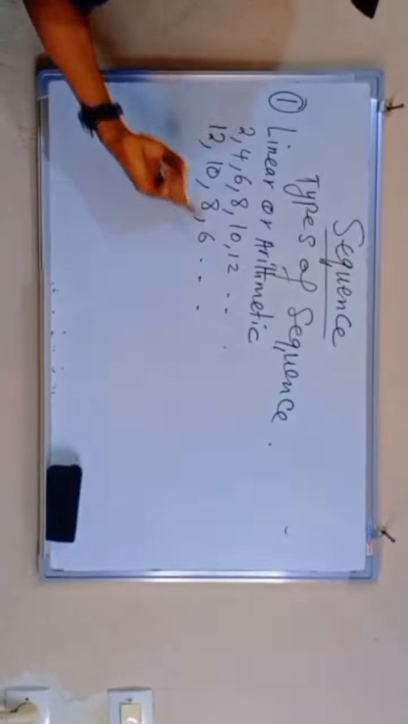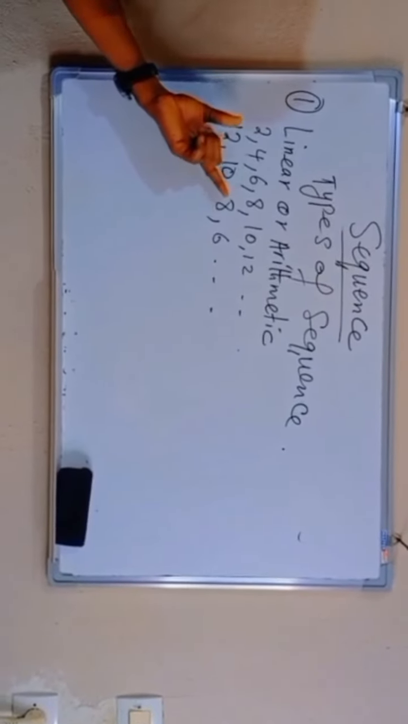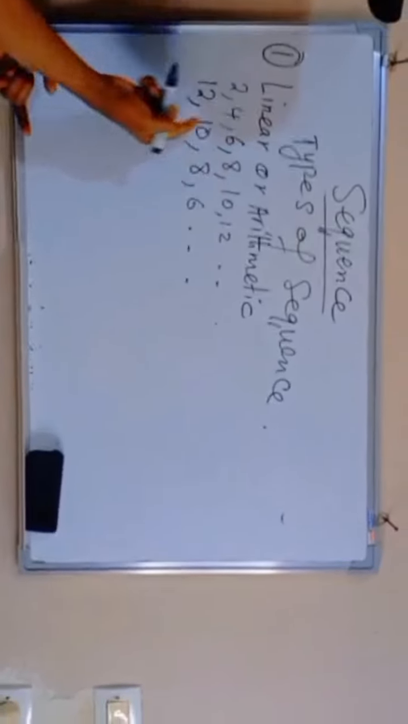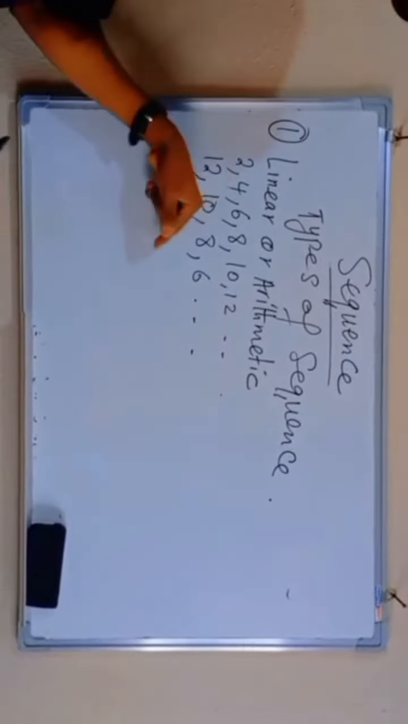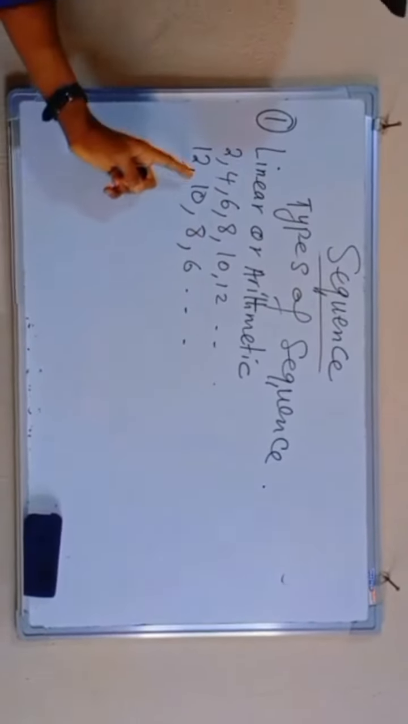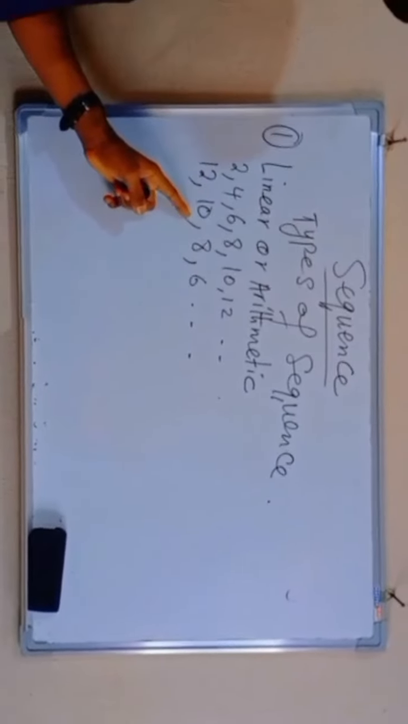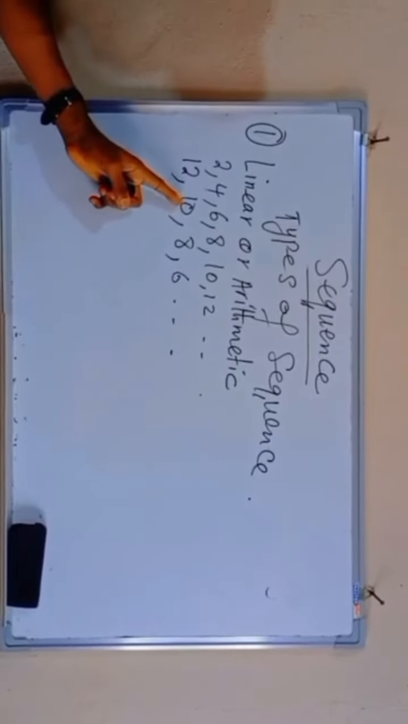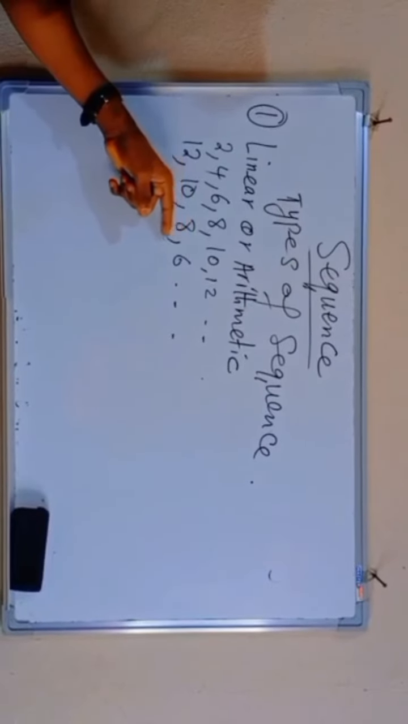Looking at this other example I gave, you can see that subtracting 2 from every term of this sequence gives you the subsequent one. Because if you take 2 away from 12, it gives you 10. Taking 2 away from 10 again gives you 8.